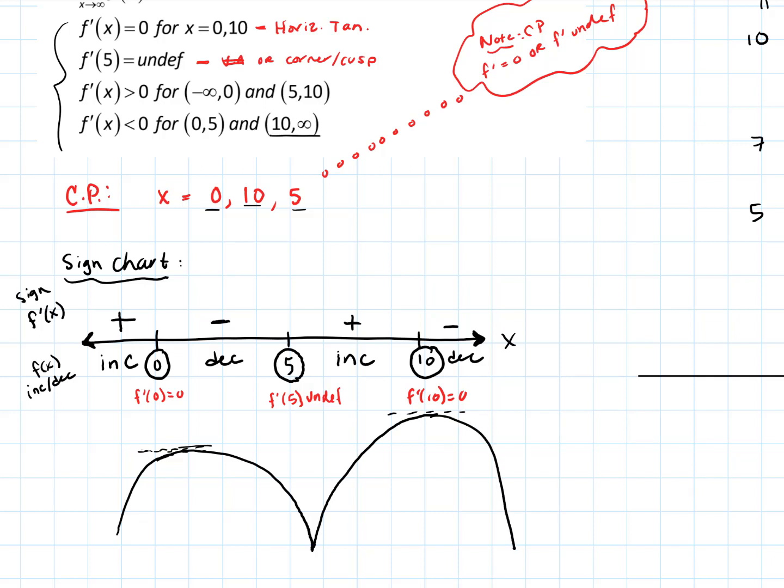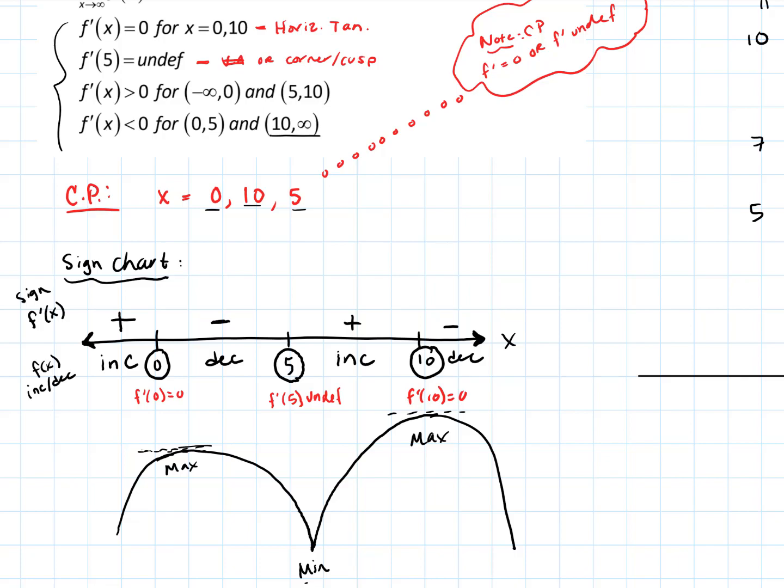So I know that this is the general shape of my graph. I know that these must also be a max, a min, and a max, simply because we're going from increase to decrease, that generates a max. We go from decrease to increase, that generates a min, and then we go from increase to decrease, and that generates a max.